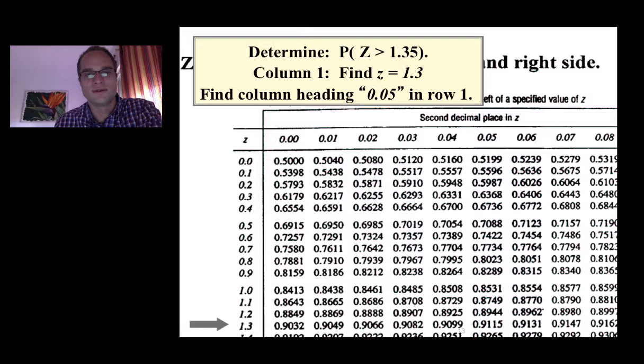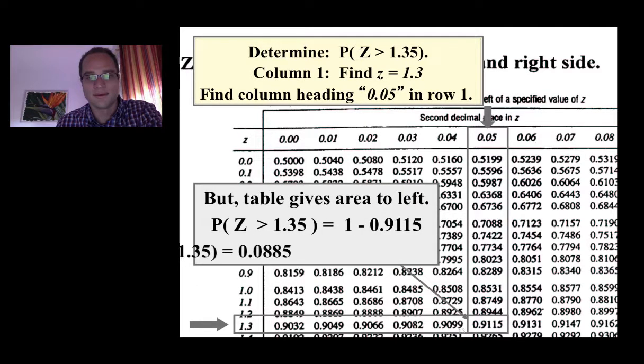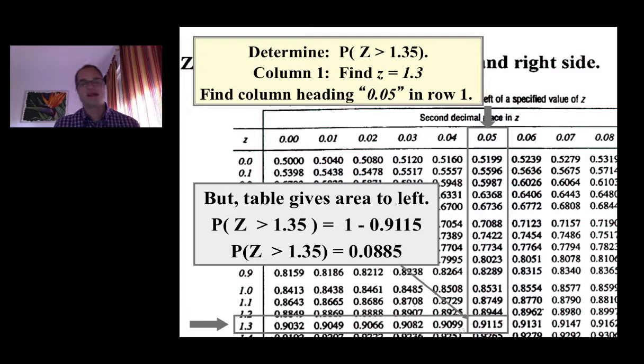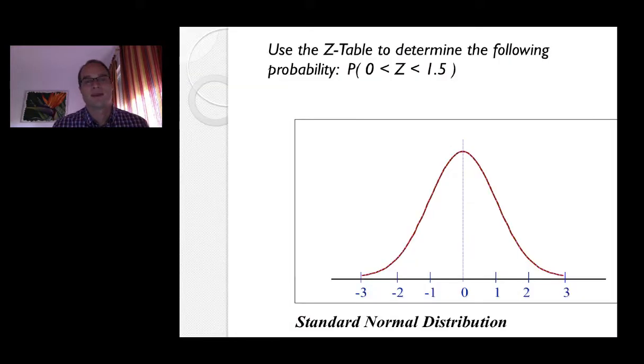If we look up 1.35 on the table, we get 0.9115. That's the area that we don't need. We need the complement of that. And so we're going to get 0.0885 as our answer. So the probability of being greater than a z-score of 1.35 is 0.0885, or another way to say it is an 8.9% chance of being above 1.35.